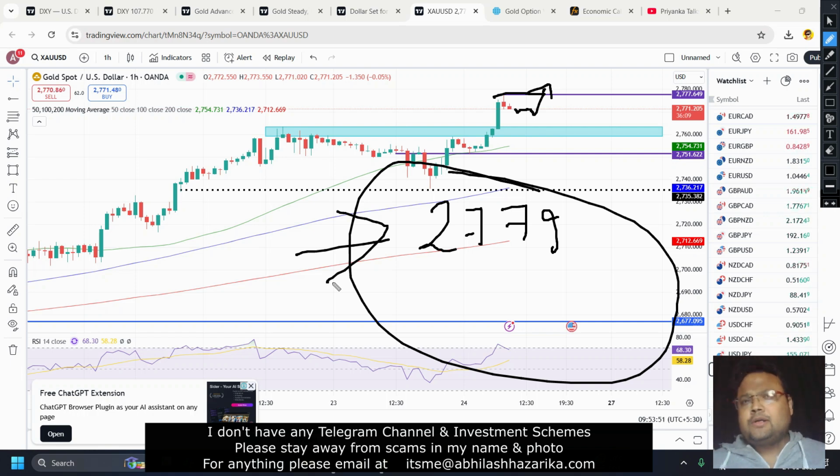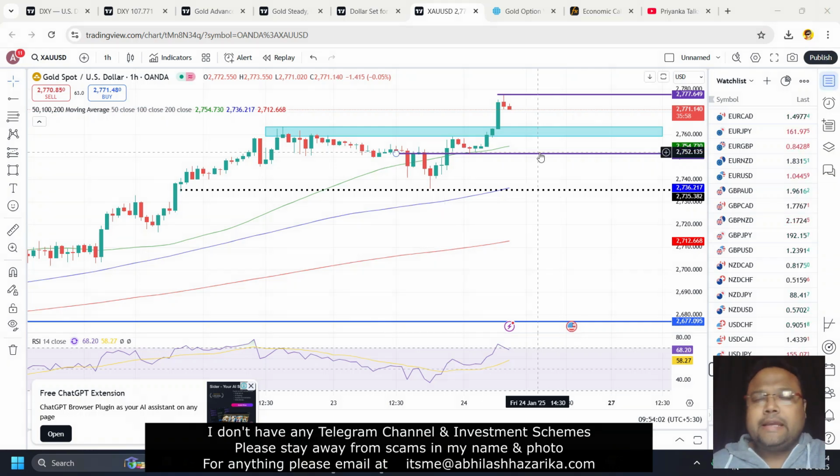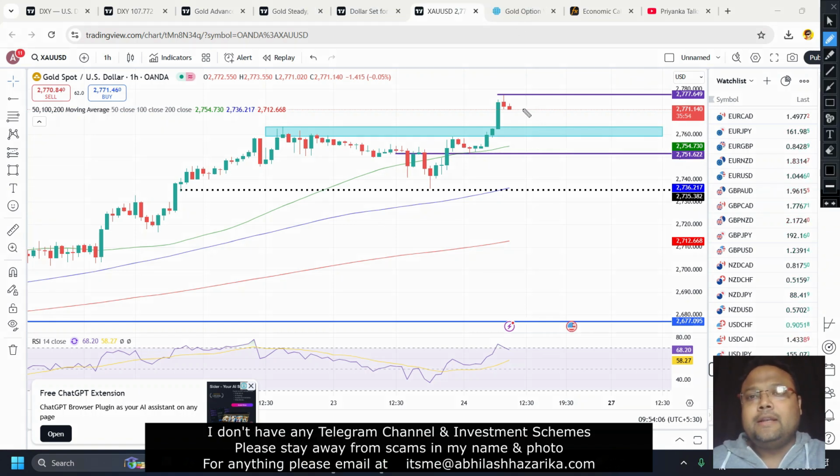Now we can expect that there will be some consolidation, because earlier also we have discussed, for a breakout consolidation is important. Without consolidation it can be a false breakout. So 2779, if the market breaks the level with a big green candle or something like that, we can go for a buy. But one thing I would like to mention here again: if you're not comfortable buying at breakout, for example if you see that the market is going up with small candles and you are not convinced enough, then just leave it.